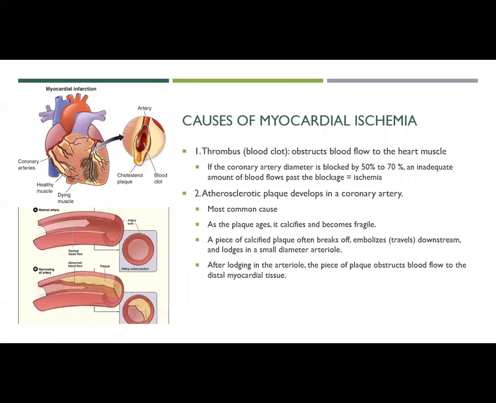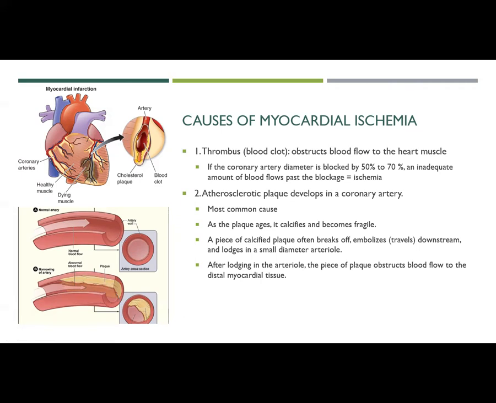So causes of your myocardial ischemia. Ischemia means decrease of oxygen or decreased blood flow. You can have a thrombus, which is a blood clot, obstruction of blood flow to the heart muscle. If the coronary artery diameter is blocked by 50 to 70%, an inadequate amount of blood flow flows past the blockage, which causes ischemia. So that's where we've got this blood clot and it's blocking this artery.